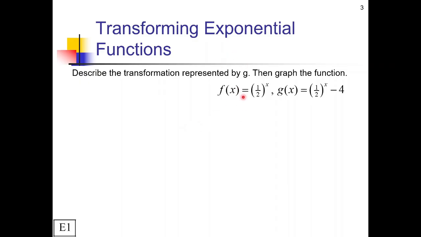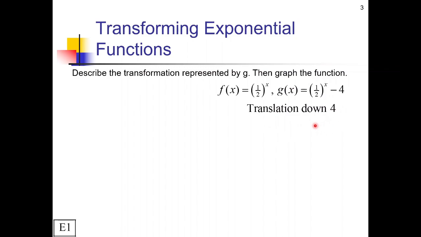We're starting with the f of x function, which is 1/2 to the x, and the g of x function is basically that minus 4. We want to describe the transformation represented by g and then graph it out. Well, what transformation is happening? Since we're subtracting 4 outside the original function, it's the same rules we've been following for every time we do transformations. Outside changes are up, down, and they are exactly what they look like. So this is a translation of down 4, a shift of down 4.